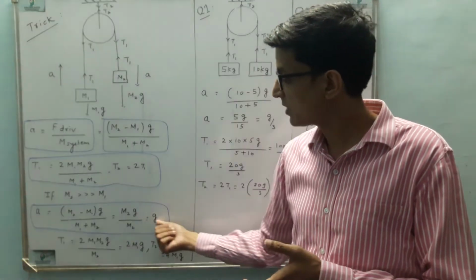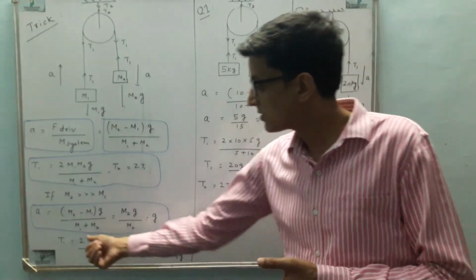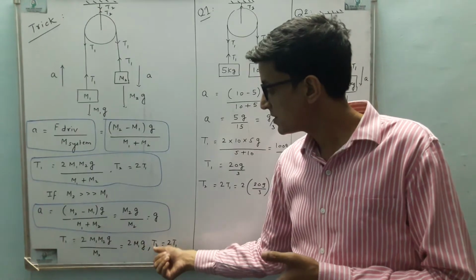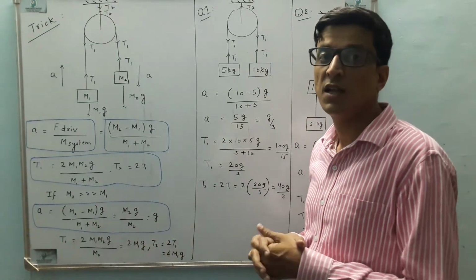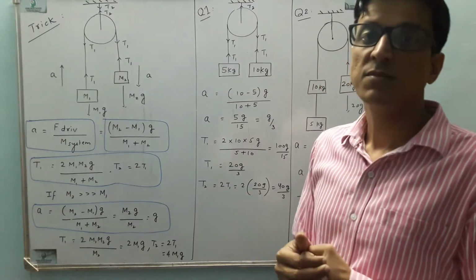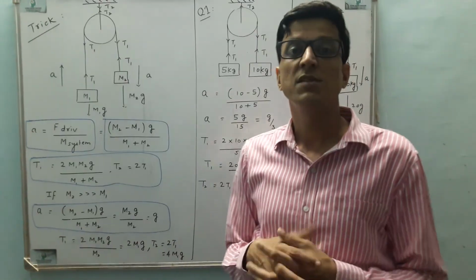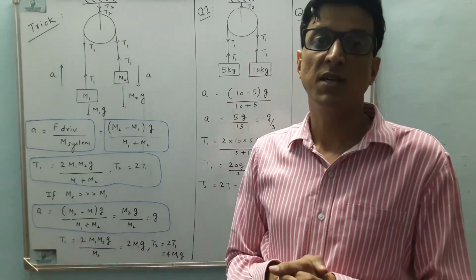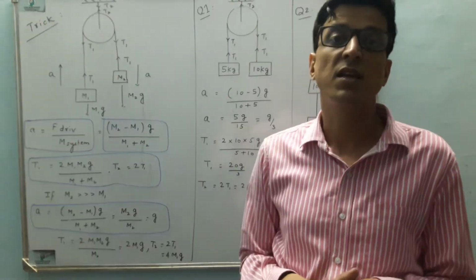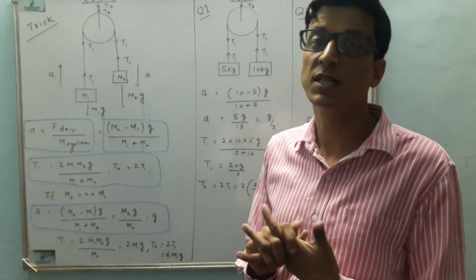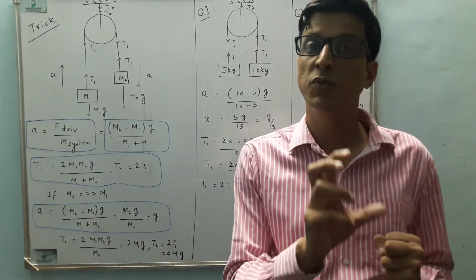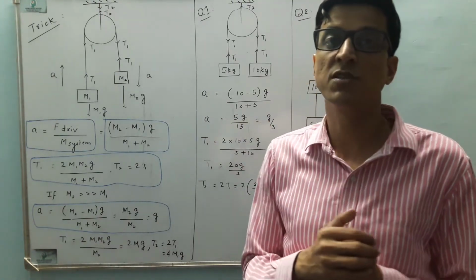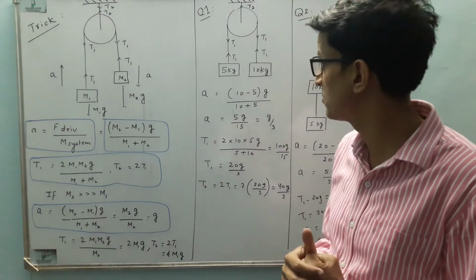So we have the result for acceleration equal to g, T1 as twice m1 g, and T2 as 4 m1 g. So this is the result: when one of the masses is very large compared to the other, the tension in the string is equal to double the weight of the lighter mass, and the tension in the rope connecting the pulley with the ceiling is 4 times the weight of the lighter mass. That's the result. You can remember it.